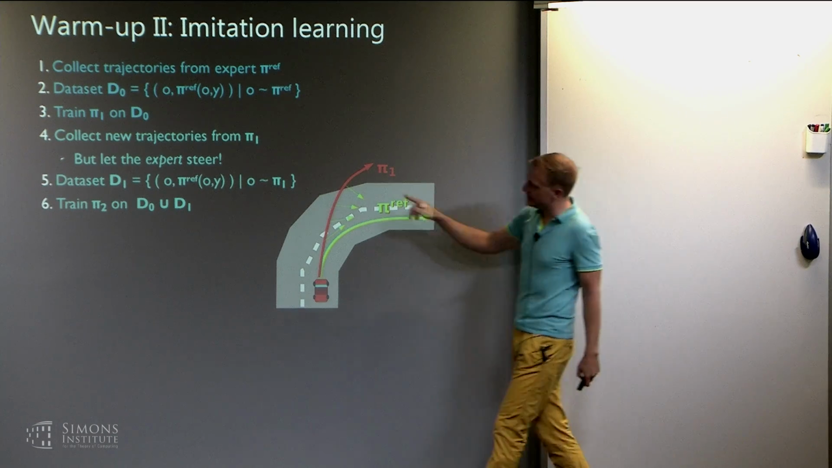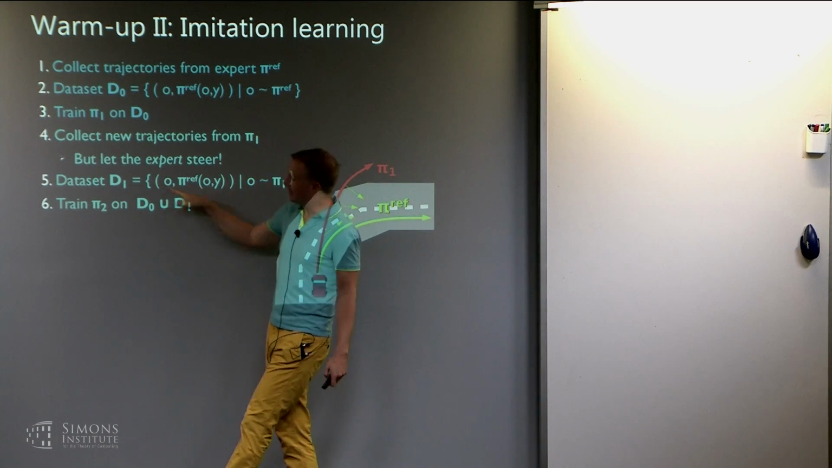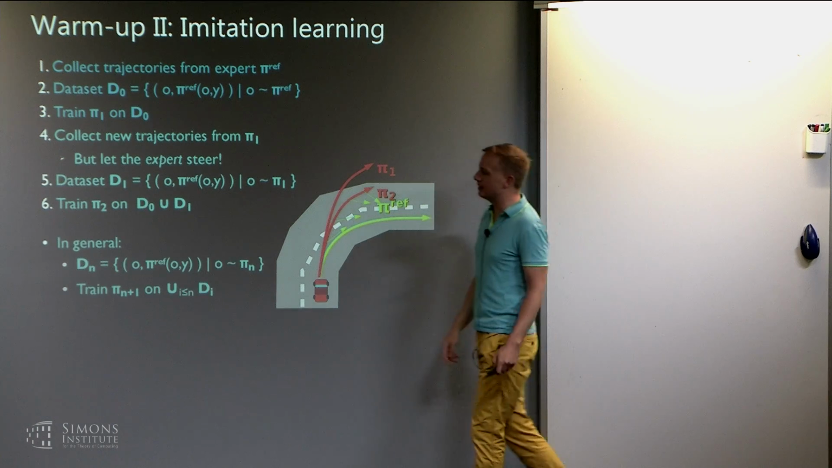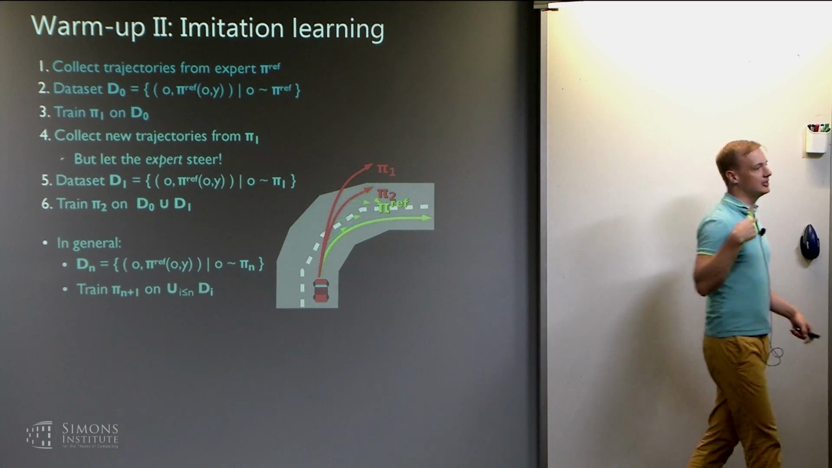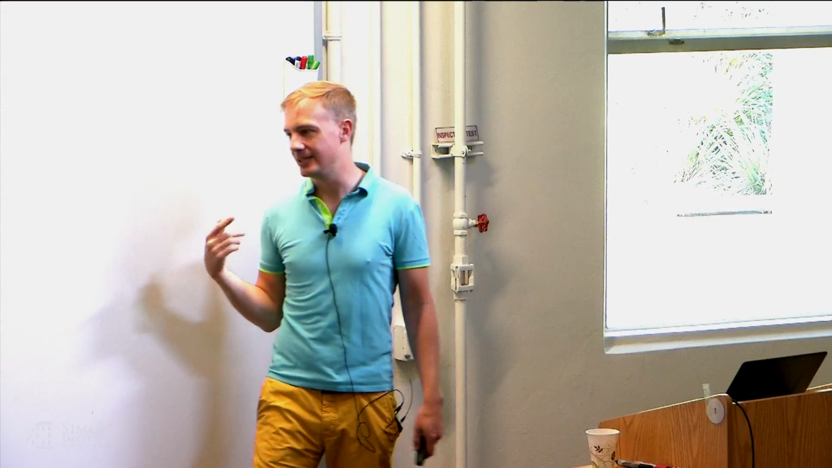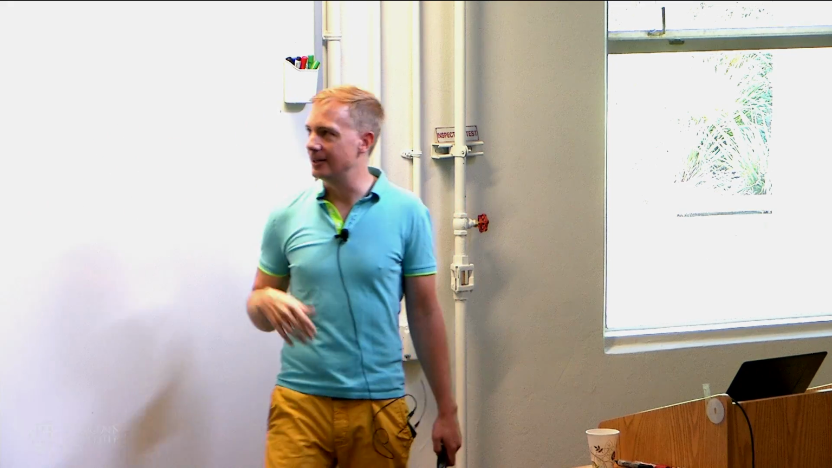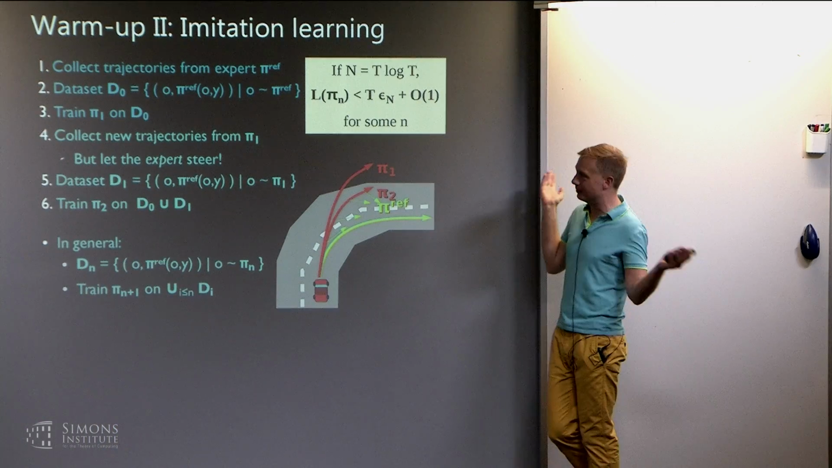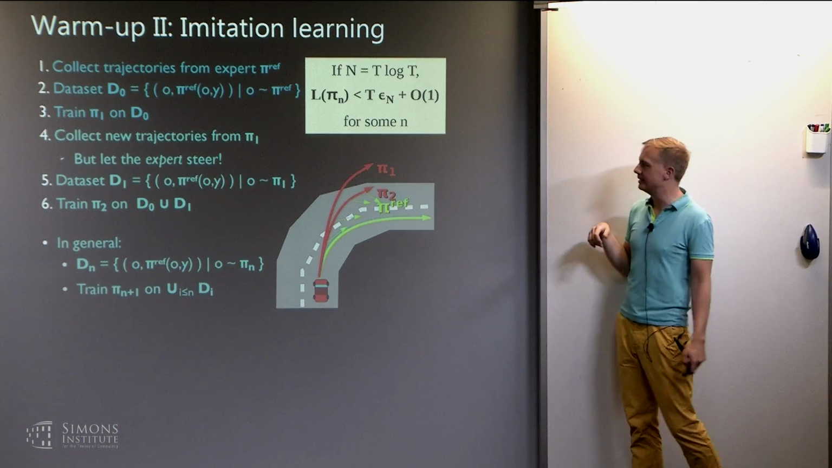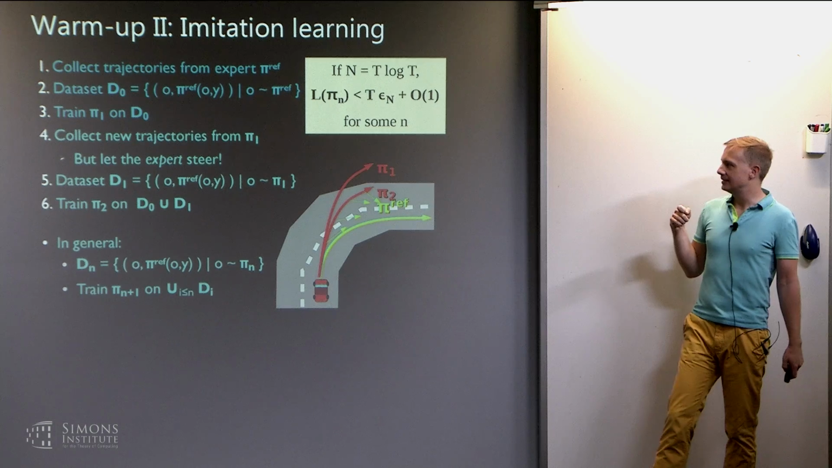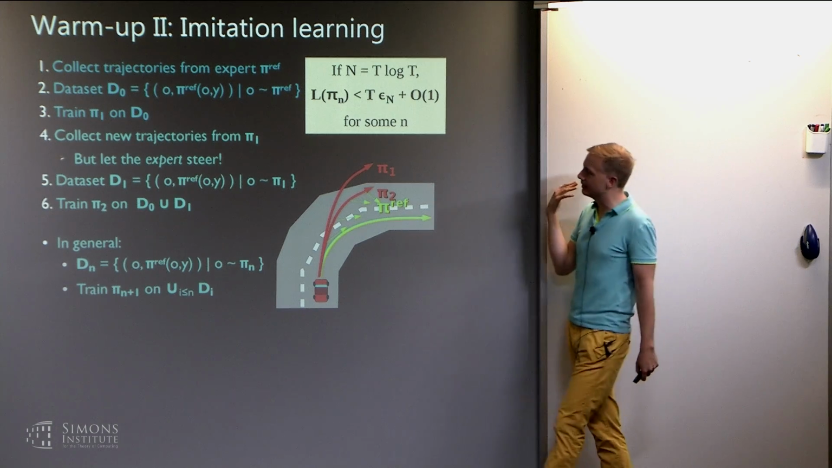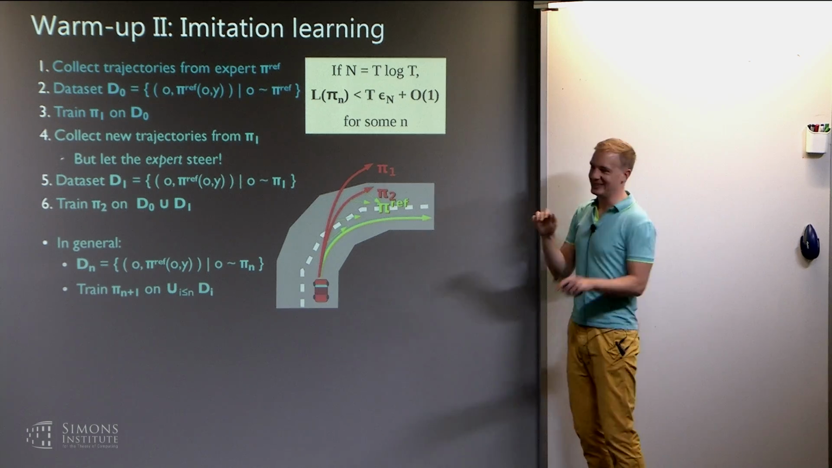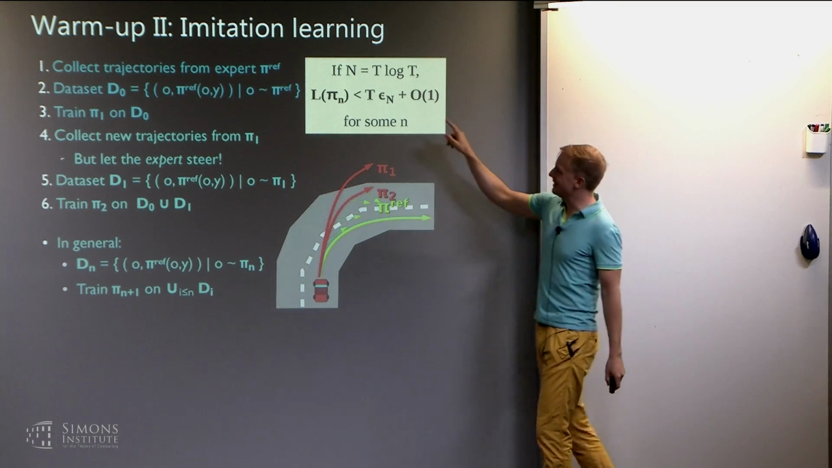So this gives us a new data set, which we'll call D1. We take the union of these two data sets, we train a new policy, and then we run pi2, we collect expert actions on pi2, and we repeat this process. All right, so this algorithm is called Dagger. It's like one of my favorite algorithms. It has a nice result that it's not my algorithm, so I can say it's my favorite algorithm.